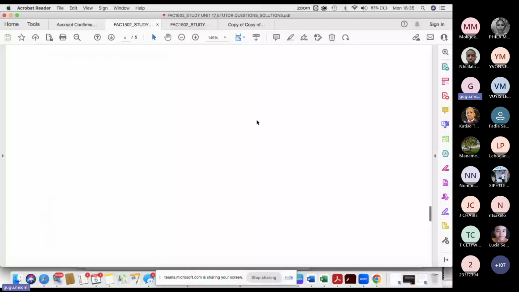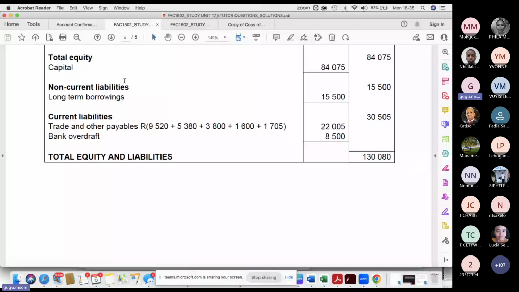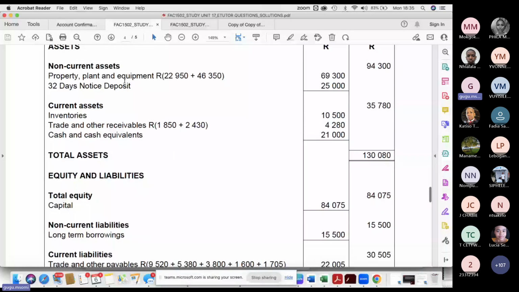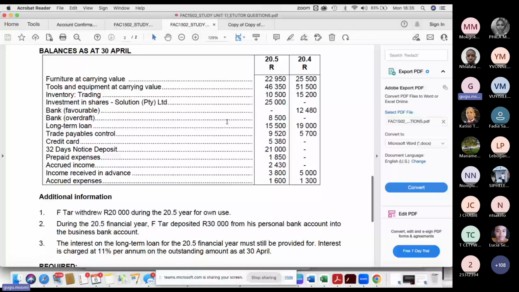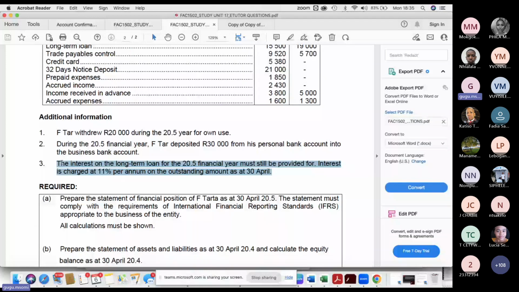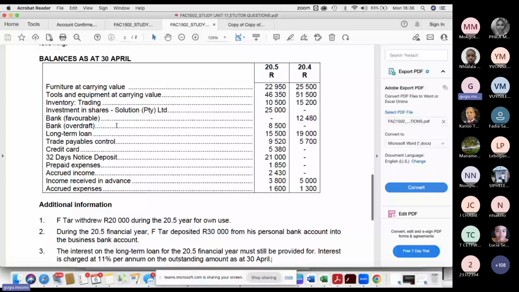And then the 1705, I don't have it. It's going to be so much easier if we had the Excel. Apologies. So the 1705 is the calculation from here. Remember, they also said you owe 11% on your long-term loan. So you would say your debt is 15,500, and you would times that by 11%, and you would get your 1705. So that's the interest that you owe on your long-term loan.